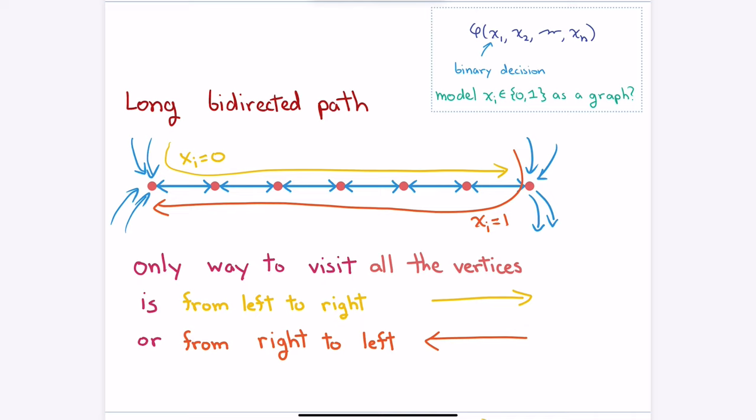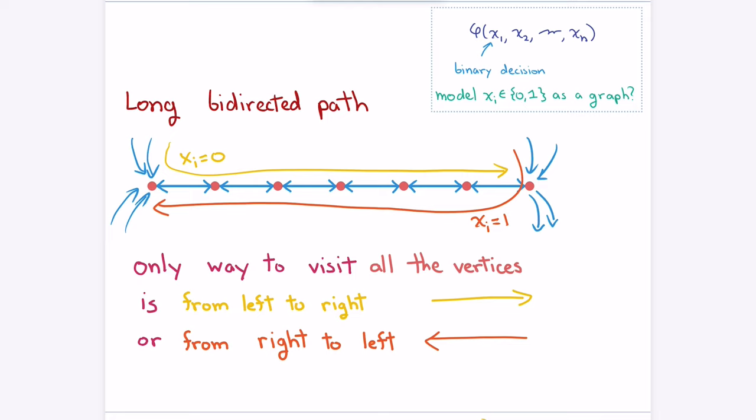So for each vertex, I'm going to make a long bidirected path. We'll see why it's helpful to have intermediate vertices later. But if I make a long path like this, and I know I have to visit each vertex, and I can only visit it once, then any Hamiltonian path will have to go this way or this way, right? So if I set up this long path, within the restrictions of this Hamiltonian path framework, then I can treat the direction as encoding some kind of decision. So that's one of the key gadgets to get us started.